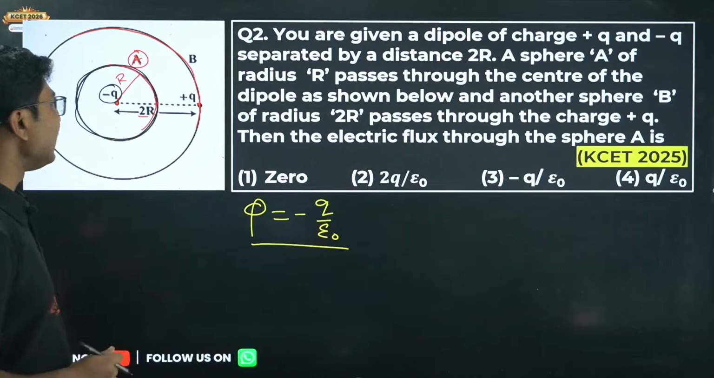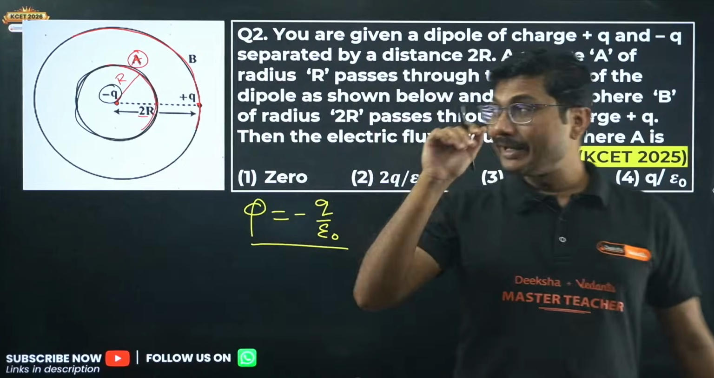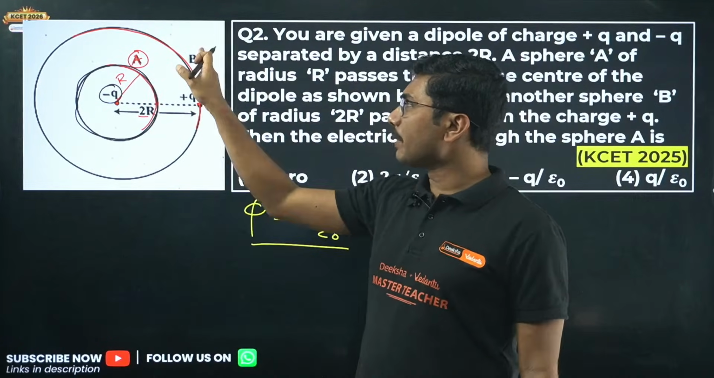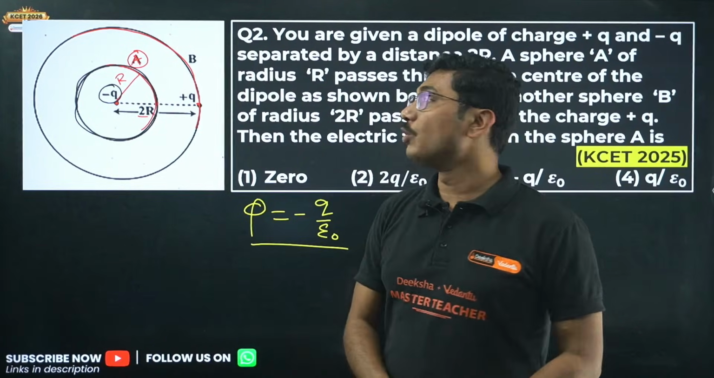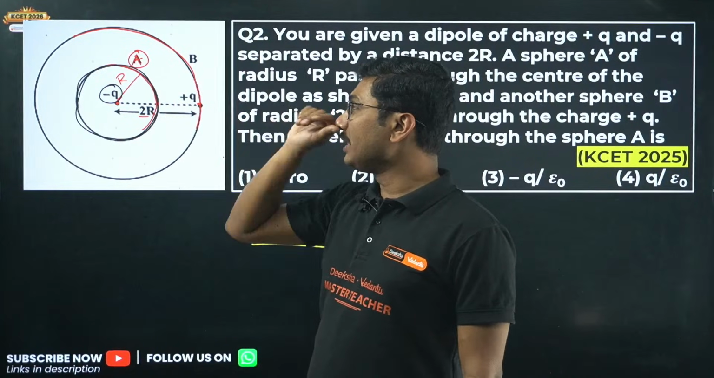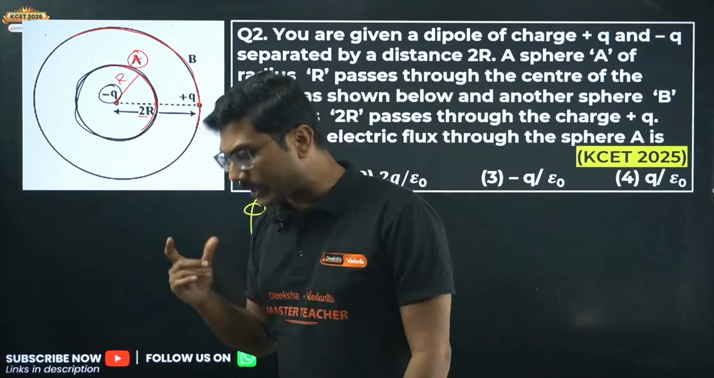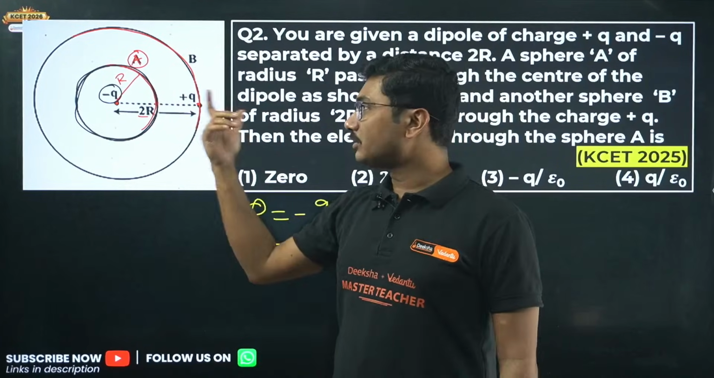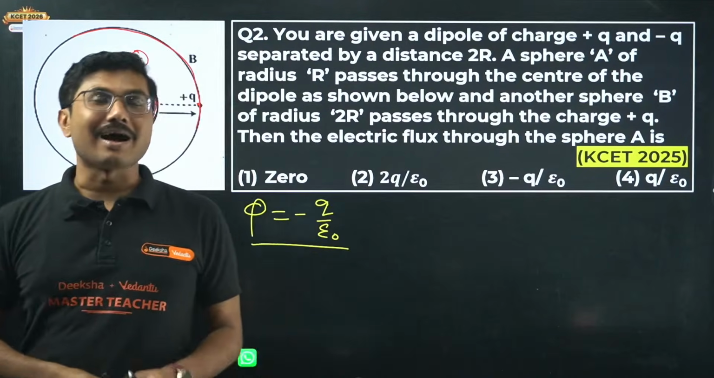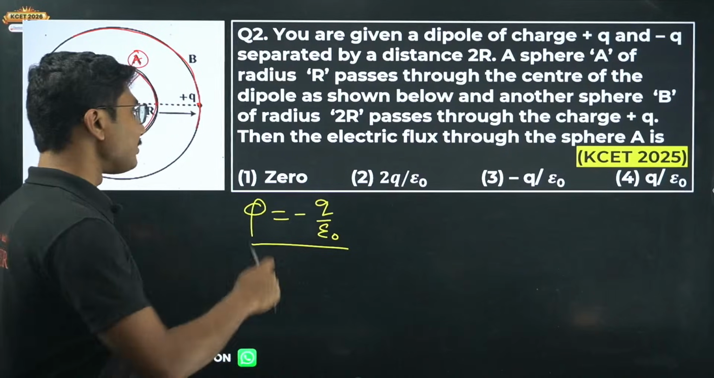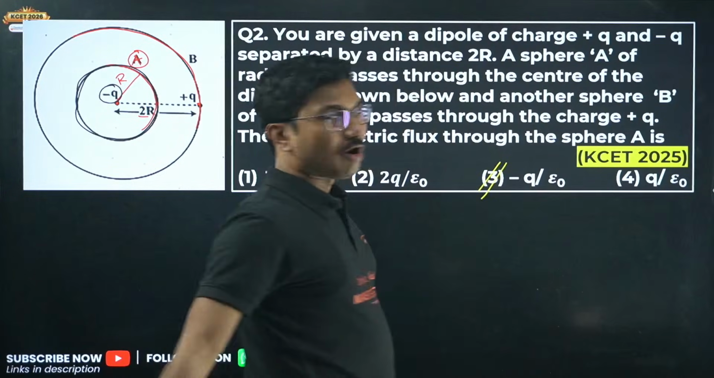Okay, it will not be 0. If you take the sphere B, then it would be 0 because the net charge enclosed by B is 0. But if you take the sphere A, net flux is not 0, because A is including a minus q charge. So you have to be very, very careful. No matter if it is a dipole or an isolated charge, Gauss's law is only saying that the charge enclosed here is minus q. So the correct answer is not A, not D, but C or option 3.